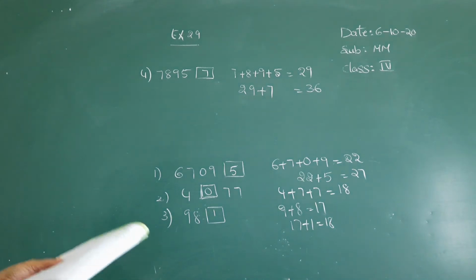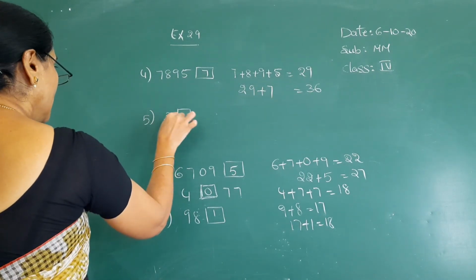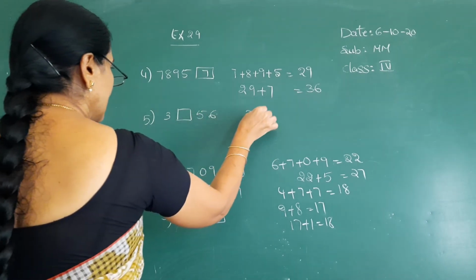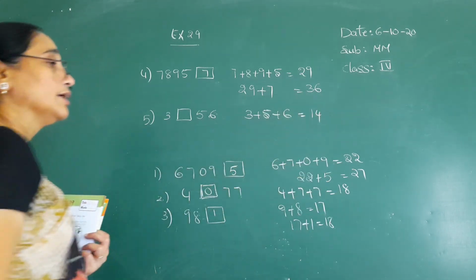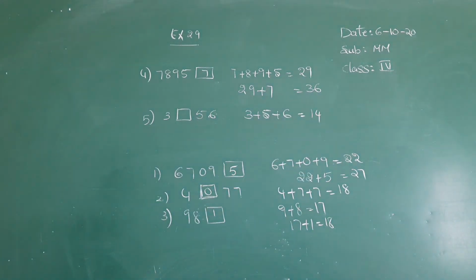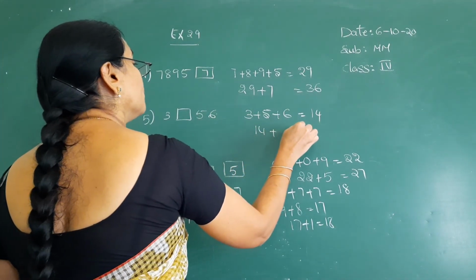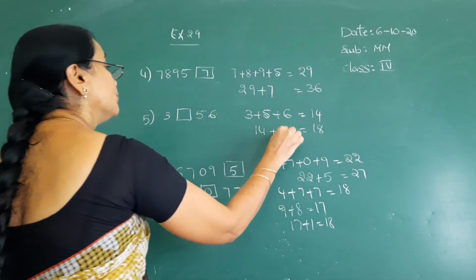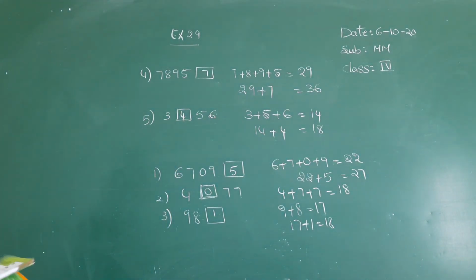See the last problem in this exercise: 3 box 5 6. 3 plus 5 plus 6 is 14. Which number comes after 14 that is divisible by 9? 18. How much should you add to 14 to become 18? 4. So you have to fill this with 4. You have to do it like that. Okay, bye children. Today's class is completed.